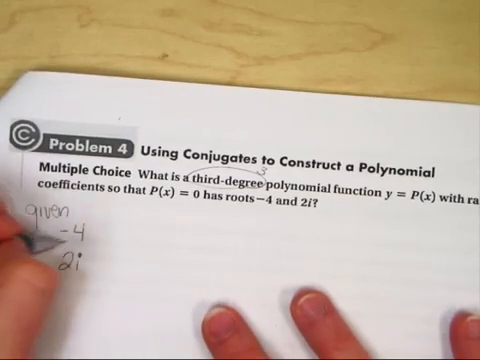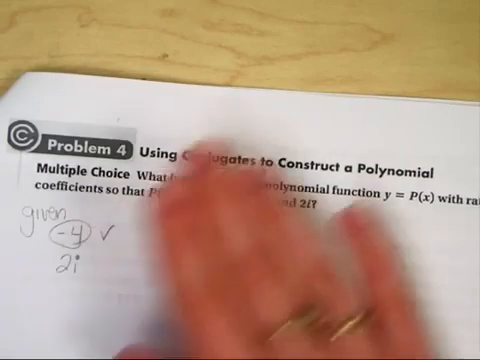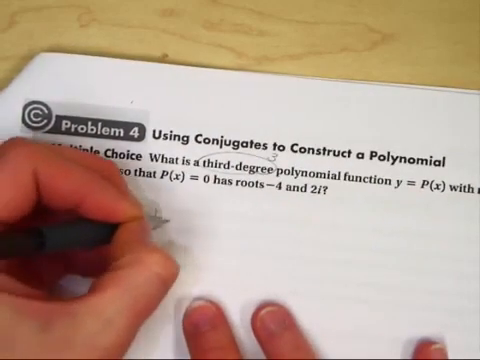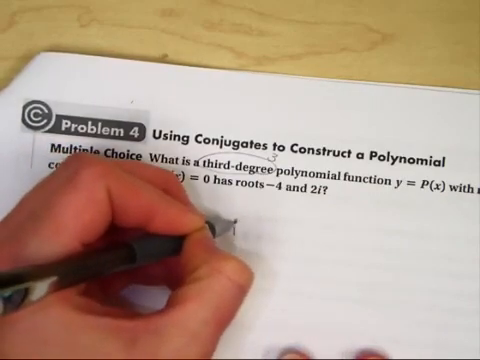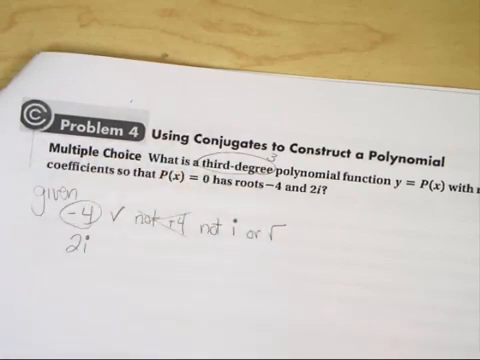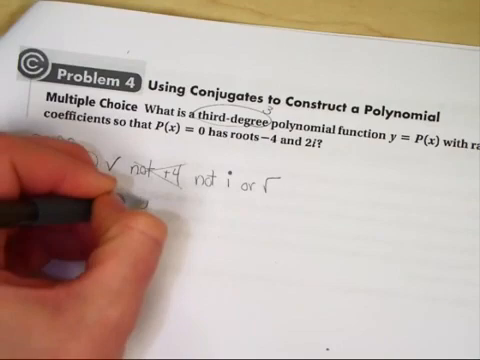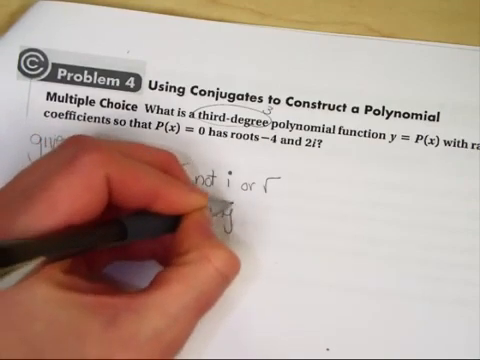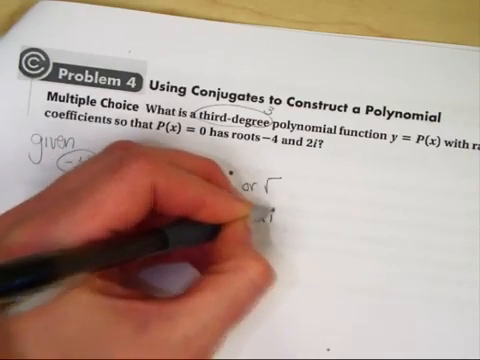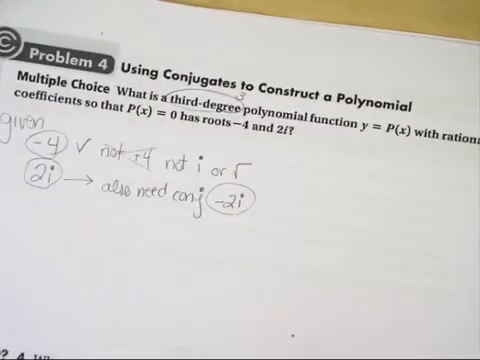Now, this one, negative 4, is not imaginary and it's not a square root, so we do not do positive 4 because it's not an imaginary or a square root. But 2i, we will also need its conjugate, negative 2i, because it is imaginary. So we have 1, 2, 3 answers.